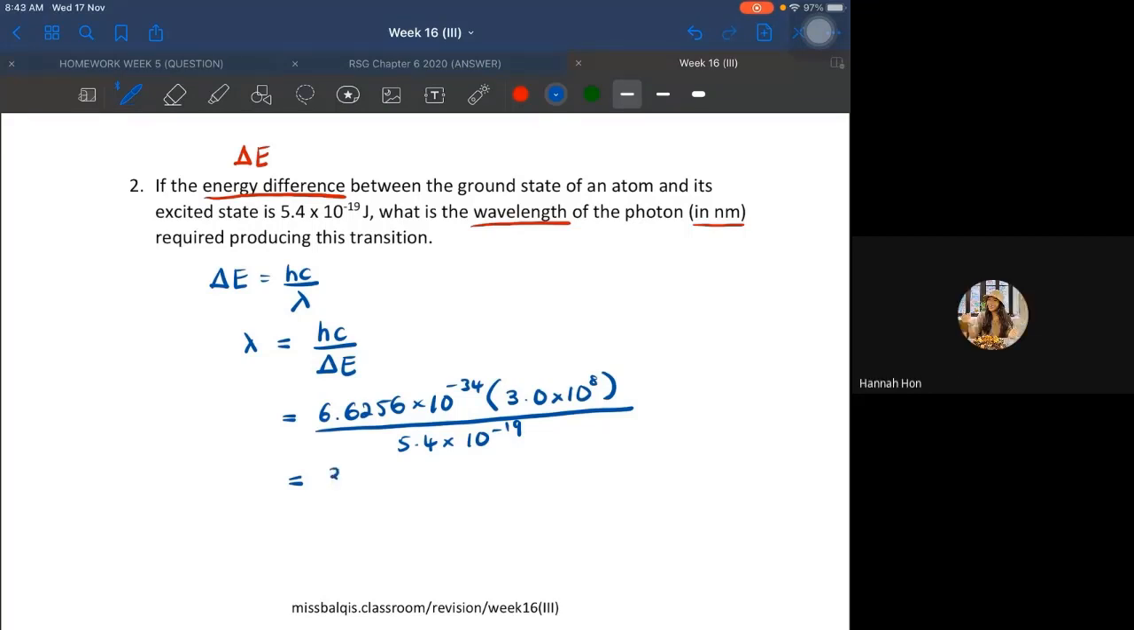3.681 times 10 power of negative 7. Can I know the unit here?